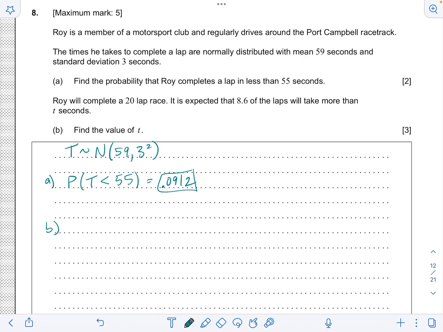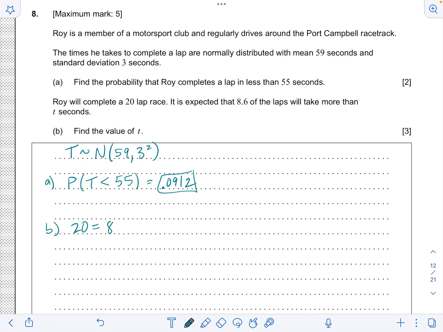Let's see, hold on. 8.6 equals 20 laps times P, and that would give us, we can solve P equals 8.6 divided by 20, or P equals 0.43. So the probability of that, because 8.6 is the expected value, is 0.43.